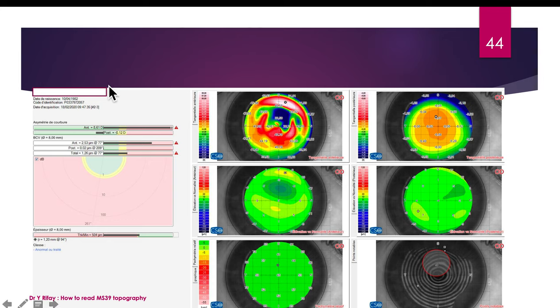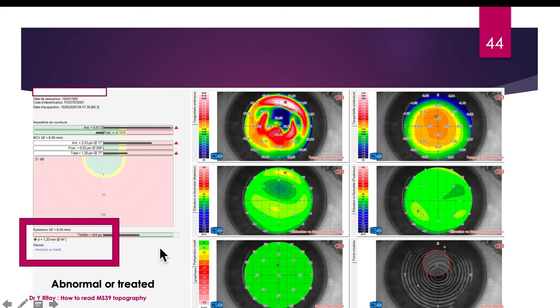And here we have abnormalities. It is asymmetric. There are high aberrations. There are asymmetry and abnormalities, but these abnormalities are not in the same area. And in these cases, it's not keratoconus, it's something else. Maybe this case was treated by LASIK, by decentered LASIK, or there is a scar, or there is a corneal graft, or other pathologies. So it gives us this information: abnormal or treated.